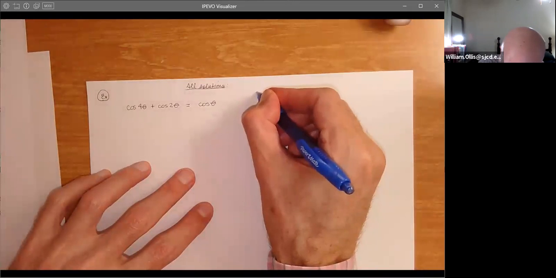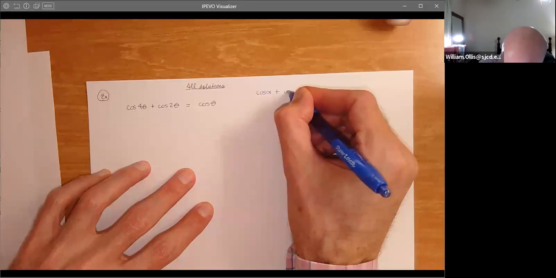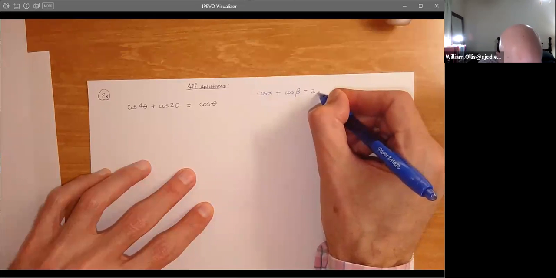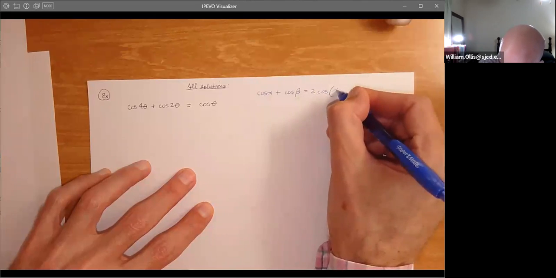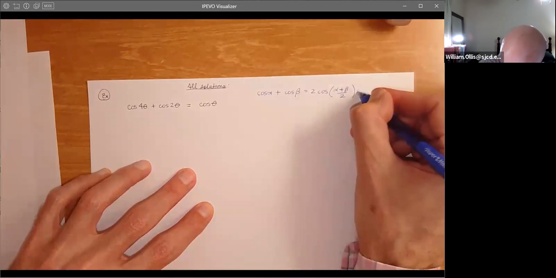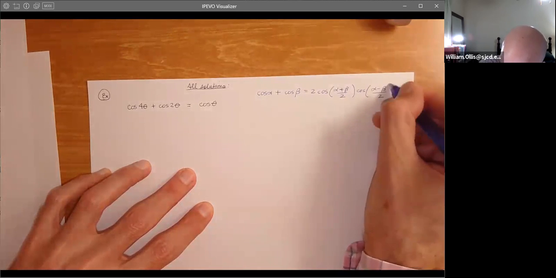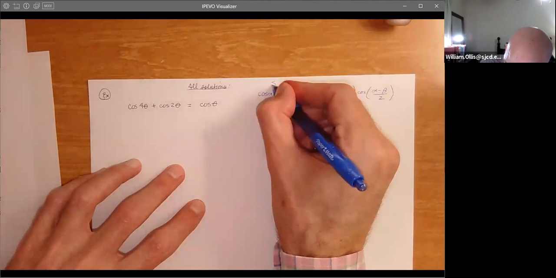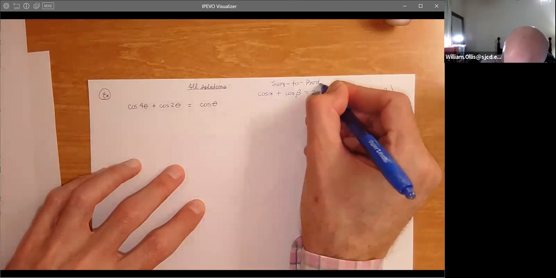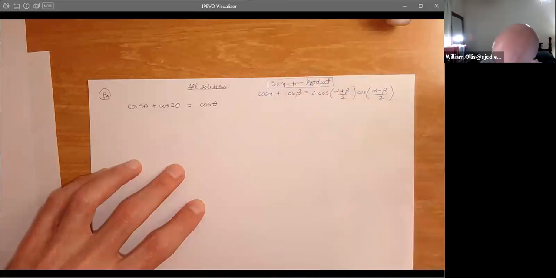We have cosine alpha plus cosine beta, and of course this is rigged, so it works out. We want the problem to work out. It equals 2 cosine of alpha plus beta over 2, you look in your notes, you'll see this, times cosine of alpha minus beta over 2. So this is the sum to product, one of the four.